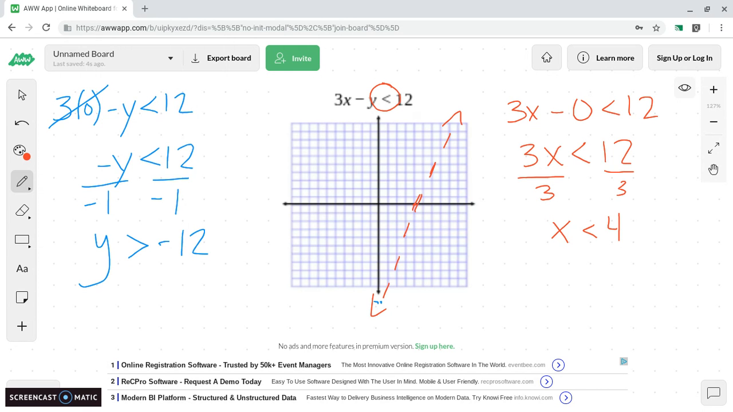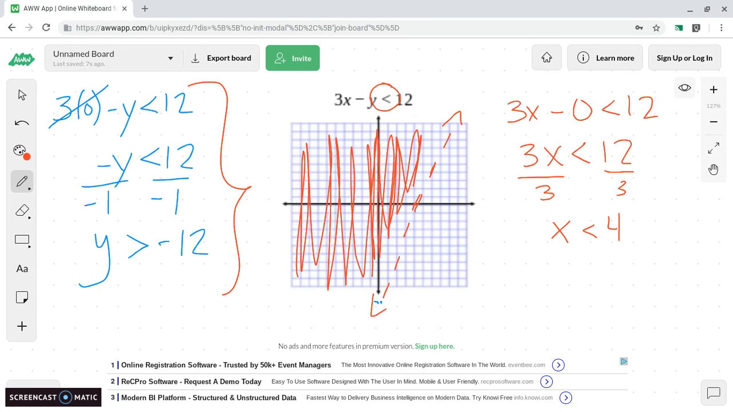And then we need to figure out where to shade. So to find where to shade, we plug in 0 for x, which we actually already did in all the work right here. And so we got y to be greater than negative 12. So all of the y values that are greater than negative 12 are going to be all the values up here. And so we want to shade above the line on this entire side. So once we shade and we have the correct line, we are all done graphing our inequality.